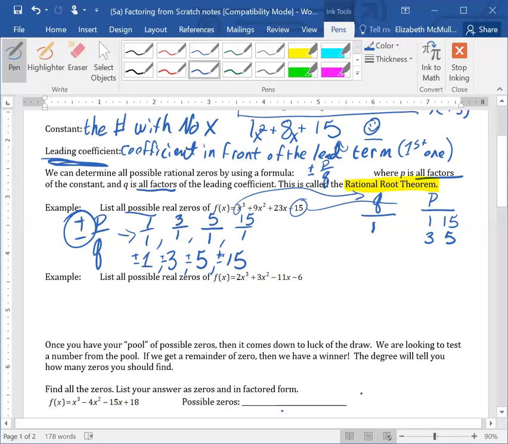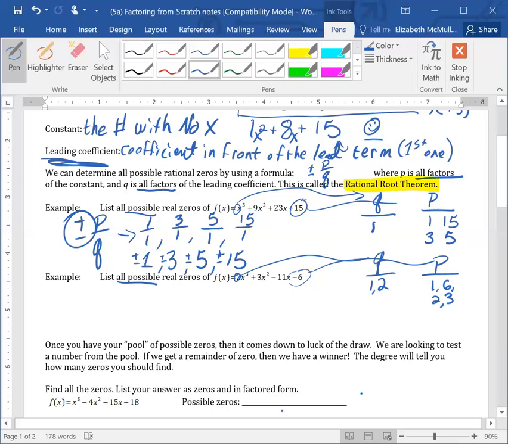All right, let's do the next one. List all possible real zeros of f of x equals 2x cubed plus 3x squared minus 11x minus 6. So let's do our p's and our q's. Remember, your constant term is p. P is 6. So what are factors of 6? 1 and 6, and 2 and 3, and that's it. My q is 2. So factors of 2, just 1 and 2, right?